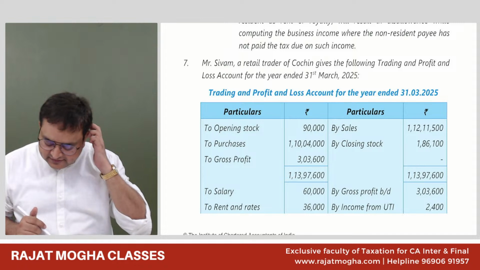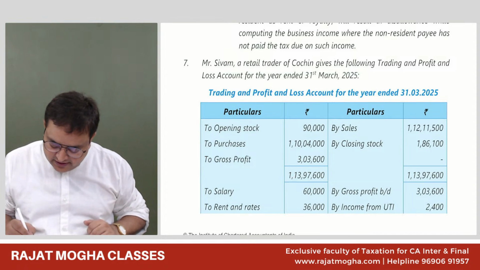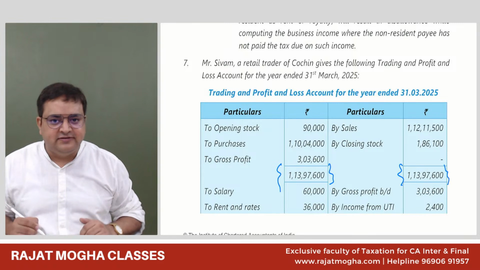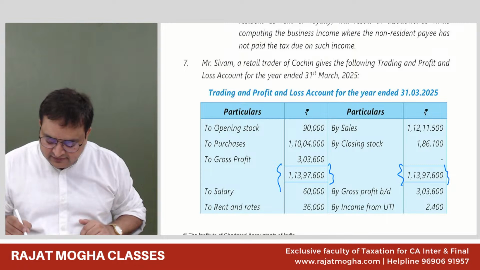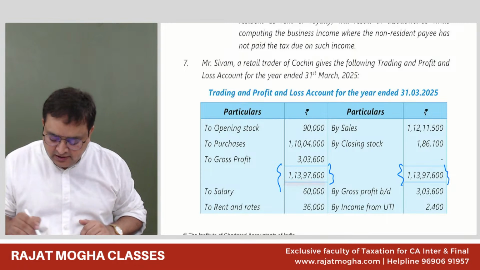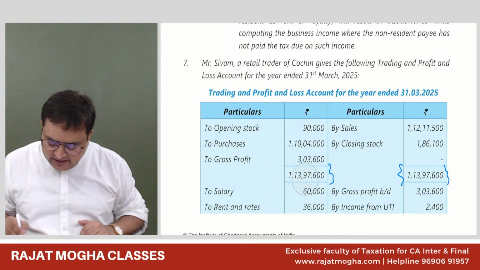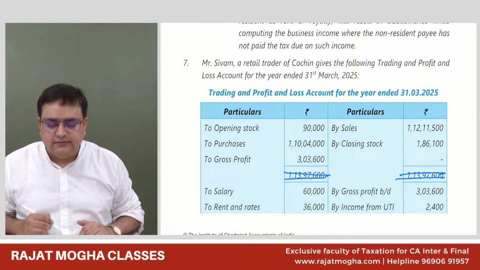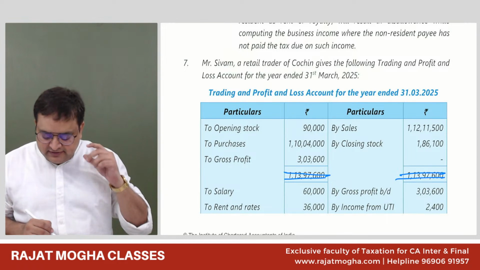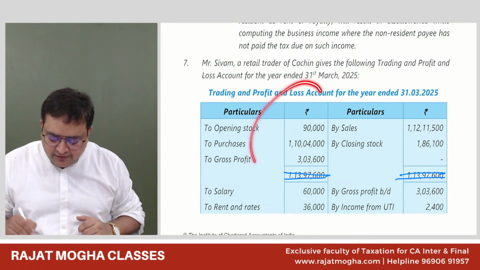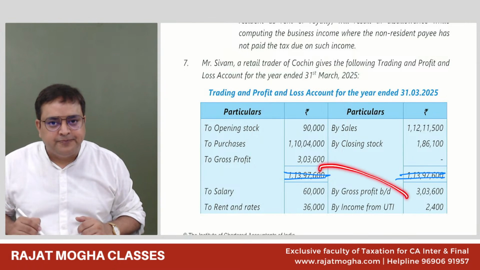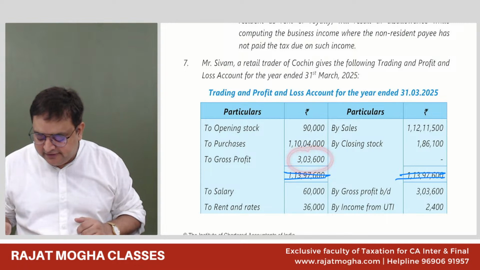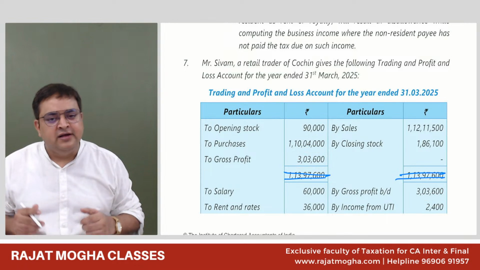So what you need to do is, see, trading account, here it is actually ending, and after that, profit and loss account is commencing. So this is just the total. This 1,13,97,600 is just a total. Here also, here also. So I should not consider this. So I can cut this. Right? Second thing, we understand the balance of trading and profit and loss account goes here. So here there is a debit, gross profit, 3,03,600. And it is going here, 3,03,600. We don't need this also.